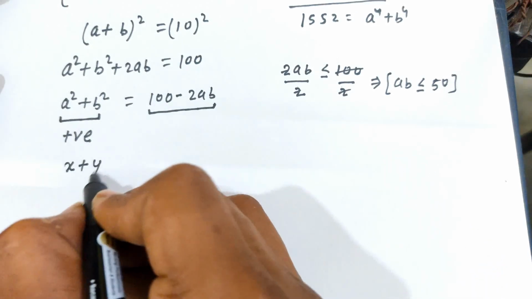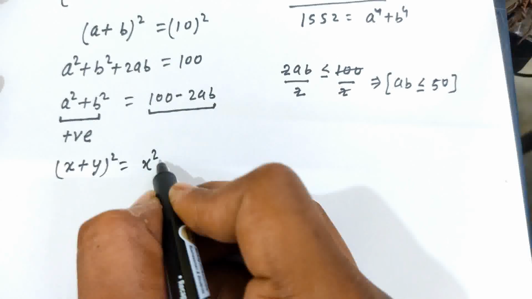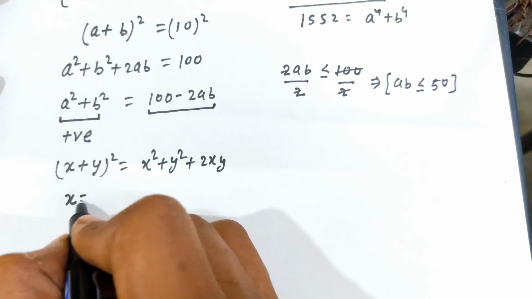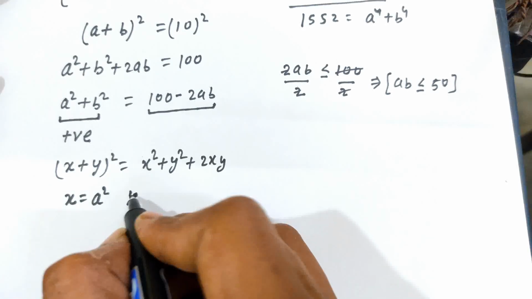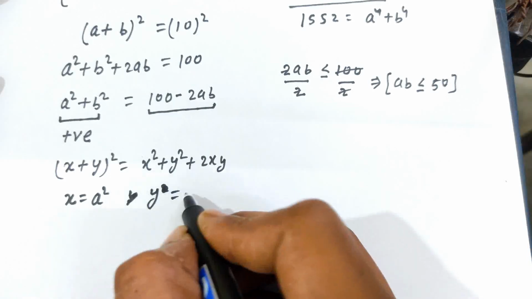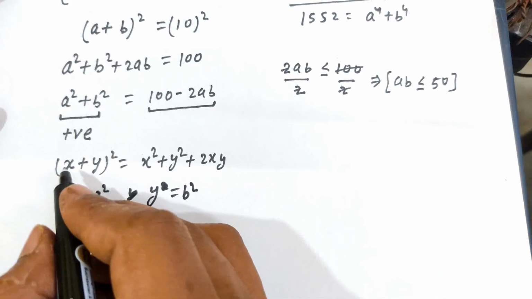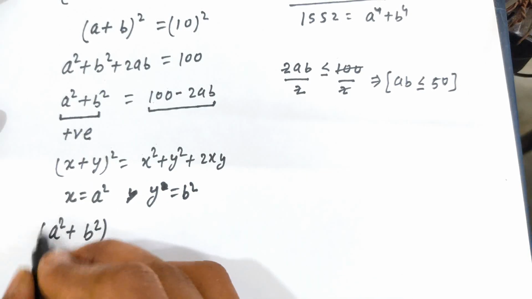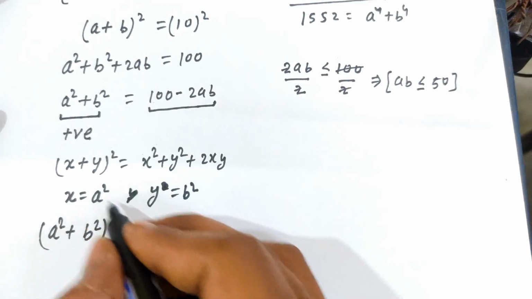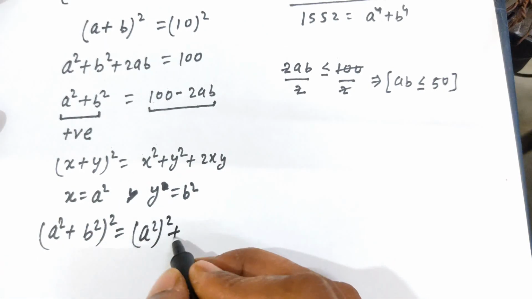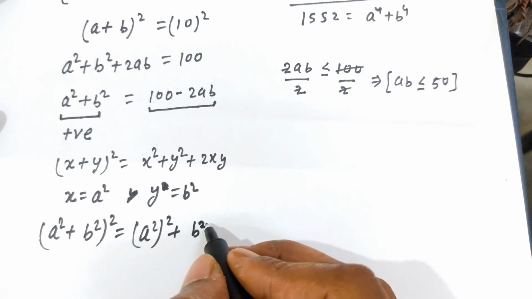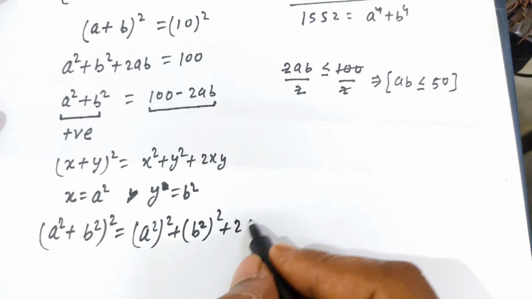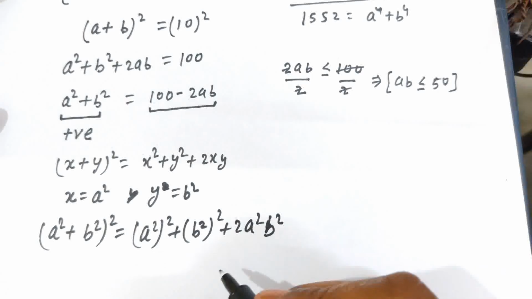identity of (x plus y) whole square is equals to x square plus y square plus 2 times xy. And here if this x is replaced by a square and this y is replaced by b square, then (a square plus b square) whole square is equals to (a square) power 2 plus (b square) power 2 plus 2 times a square times b square.